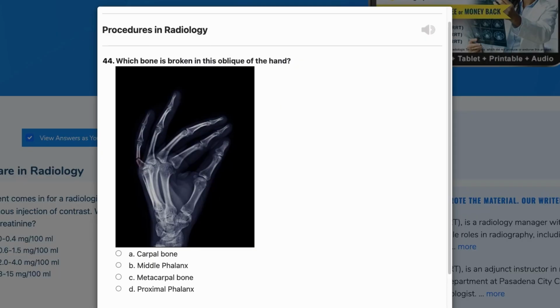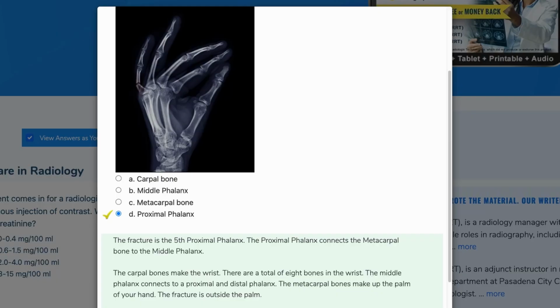Question 44. Which bone is broken in this oblique of the hand? A. Carpal bone. B. Middle phalanx. C. Metacarpal bone. D. Proximal phalanx. D. Proximal phalanx. The fracture is the fifth proximal phalanx.